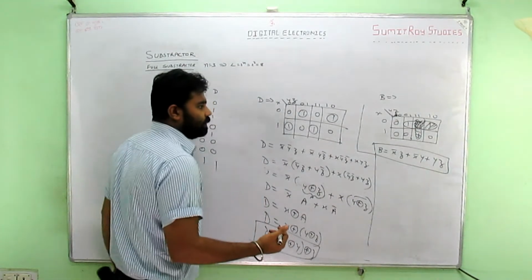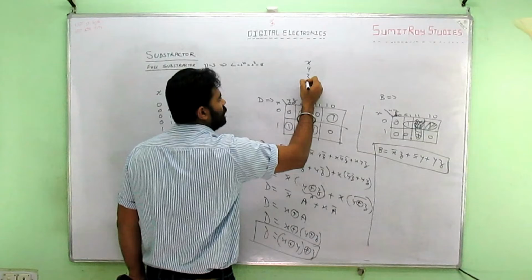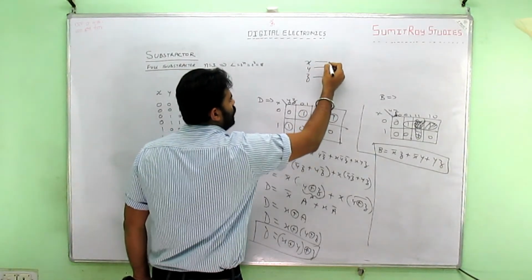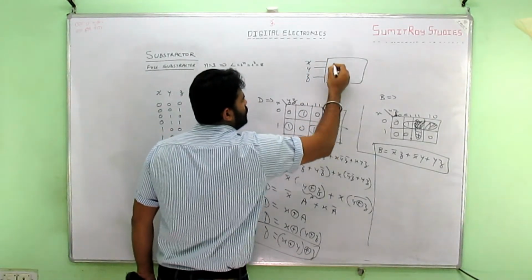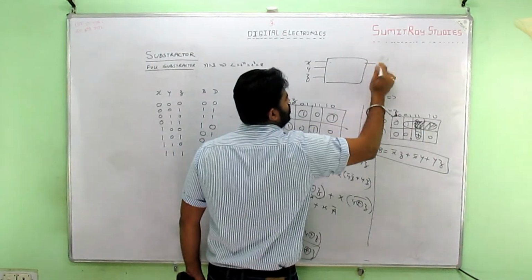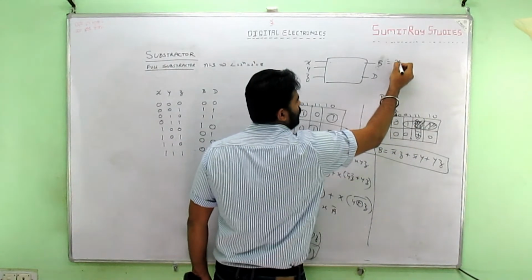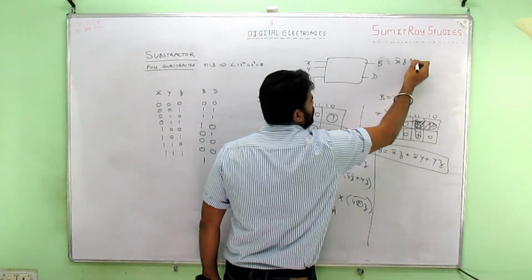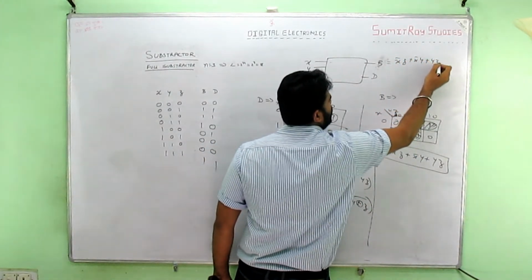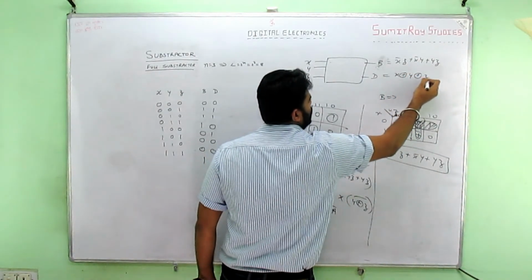So if we write the logical deductions, then x, y, z are inputs, and let this be borrow and let this be difference. So borrow is x bar z plus x bar y plus y z, and difference is x exclusive OR with y exclusive OR with z.